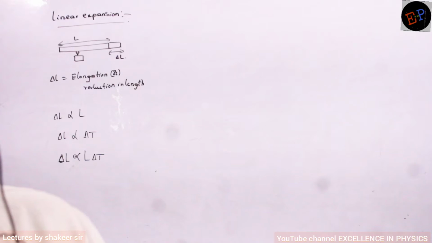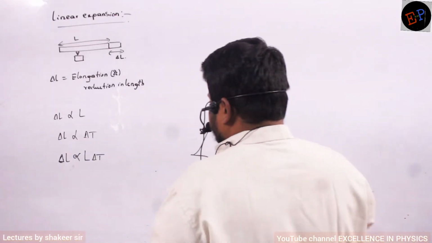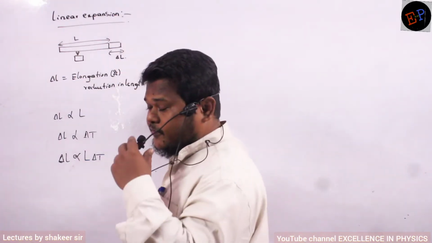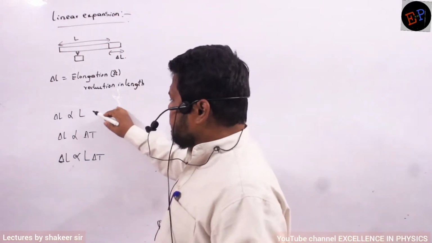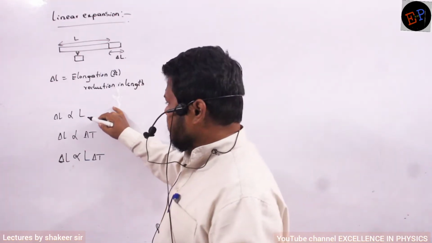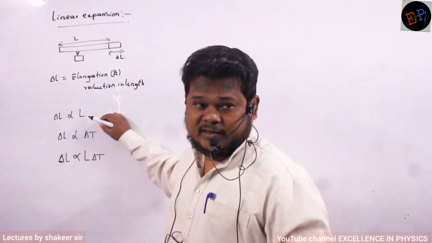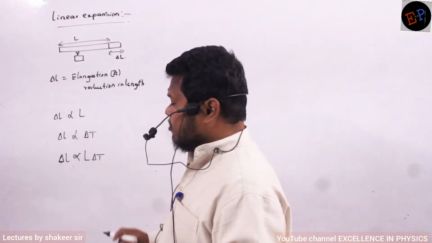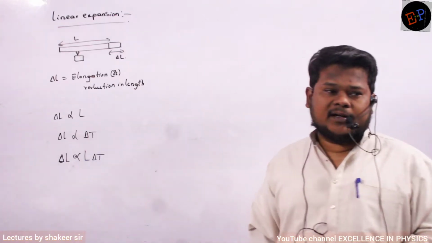Okay? So this is what we were studying in the last class. For example, if you heat a rod, there will be some elongation, or if you cool a rod, the length of the rod reduces. Change in length, delta L, can be either elongation or compression. So change in length is directly proportional to initial length L, and change in length is directly proportional to change in temperature also. If you combine both of them, change in length is proportional to L delta T.